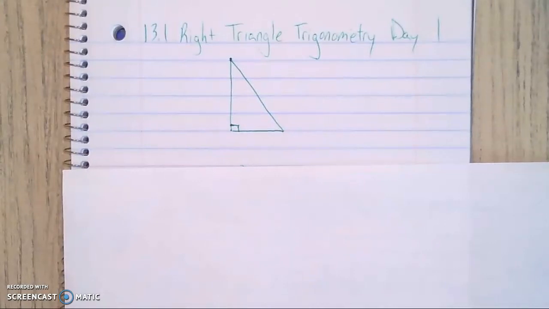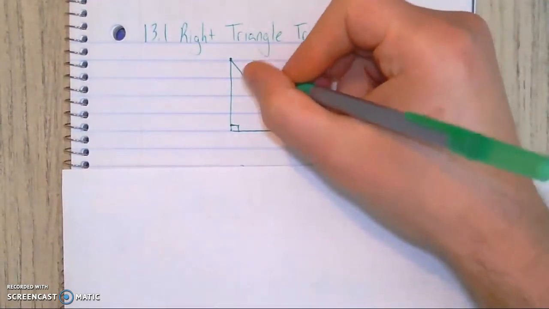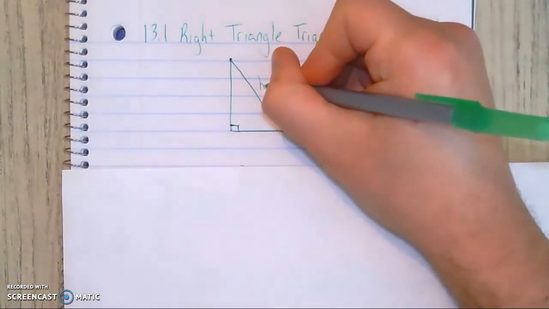The beginning of our last section of the year, 13.1, right triangle trigonometry, day one. So we're starting here with a picture of a simple right triangle. And I'm going to start by labeling these sides. For starters, the one that is a guarantee is the hypotenuse.